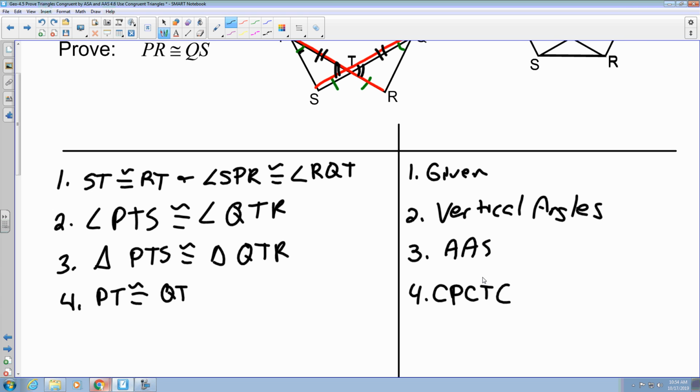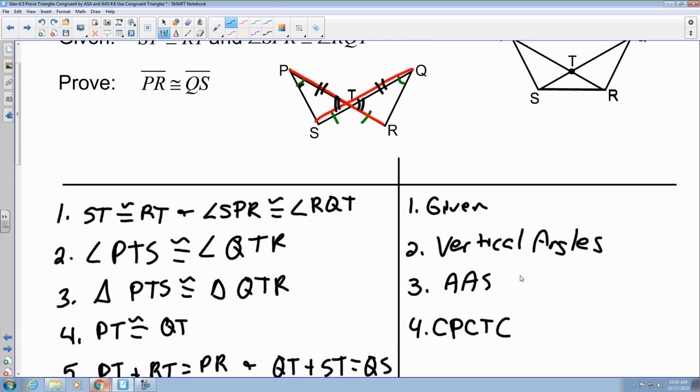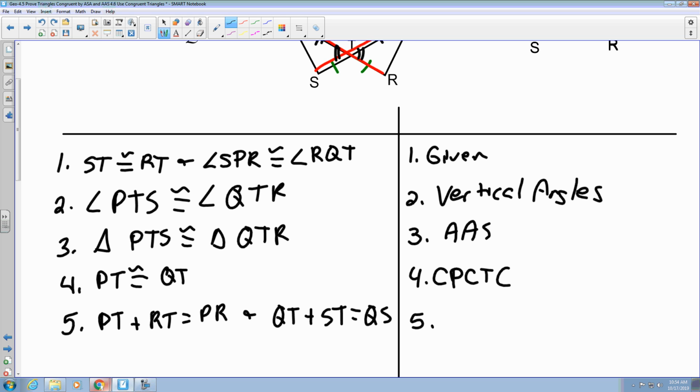So with that being said, I can now make a statement saying that PT plus RT is going to be equal to PR, and I can say that QT plus ST is equal to QS because of, not angle, these are segments, so this is the segment addition postulate.